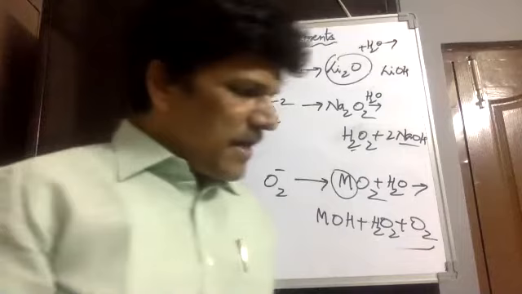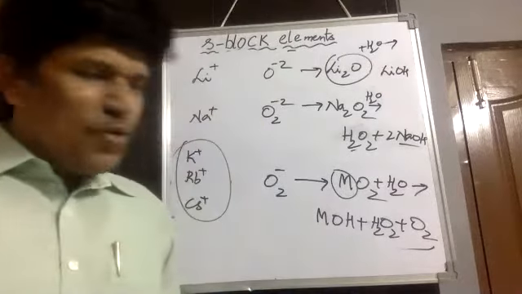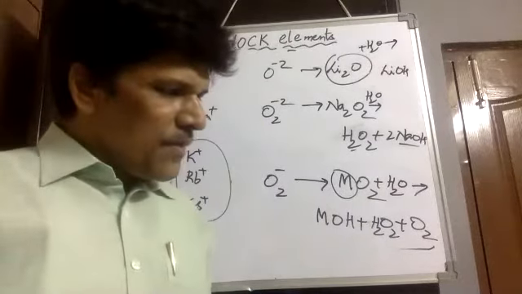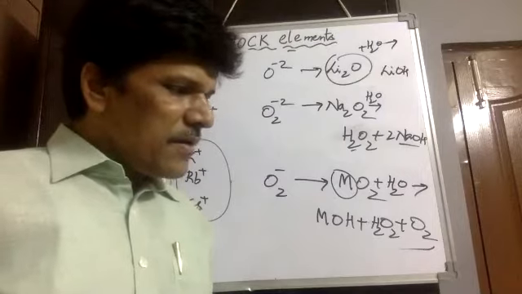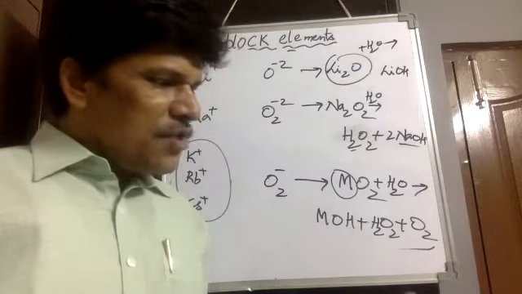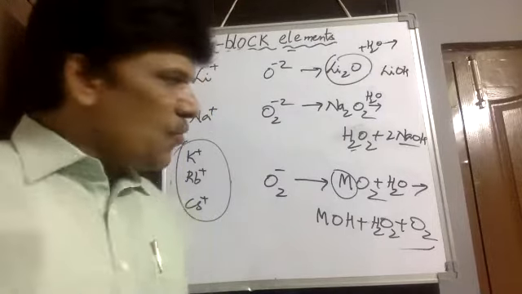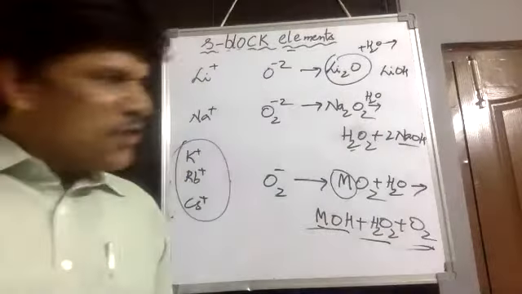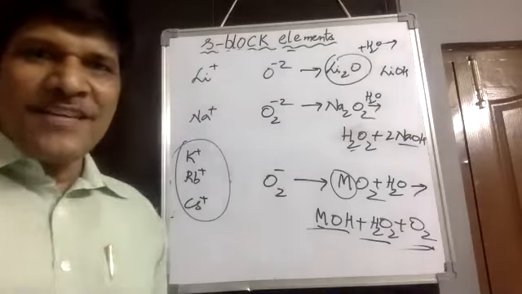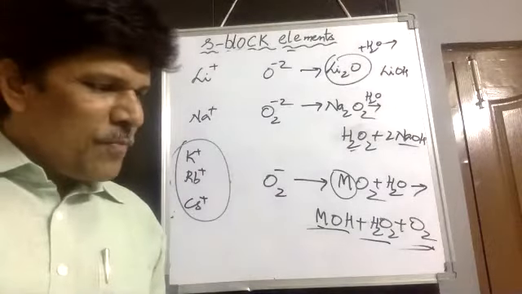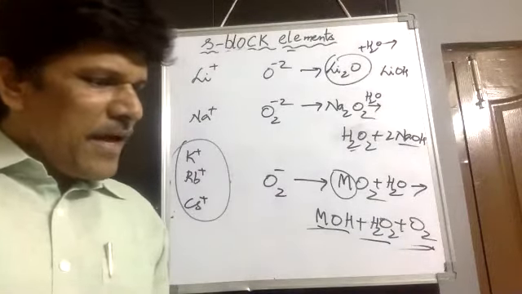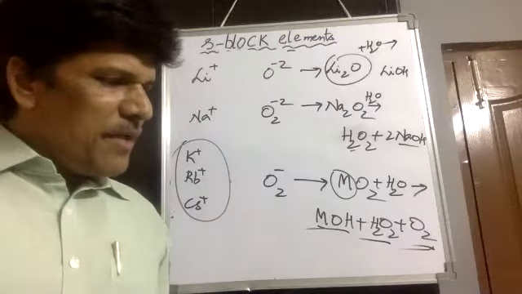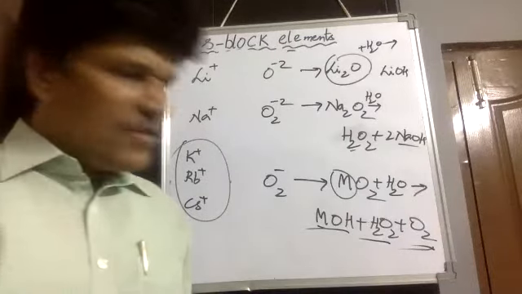Then when we take potassium superoxide, that is KO2, it reacts with water, and the products formed are KOH, H2O2, and O2. If M is K, then we would get KOH plus H2O2 plus O2. So therefore, we would observe A, B, and D answers are correct, with respect to the 17th question.